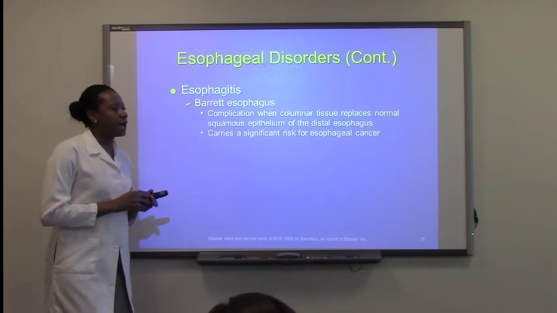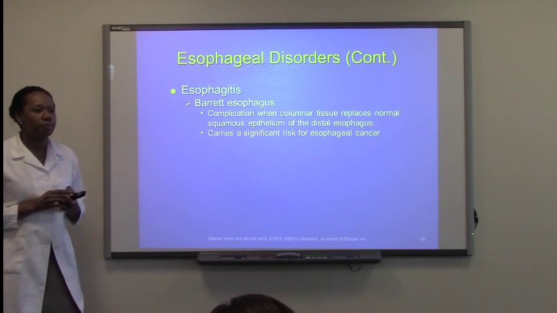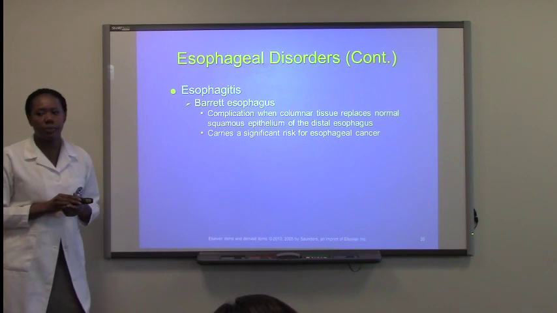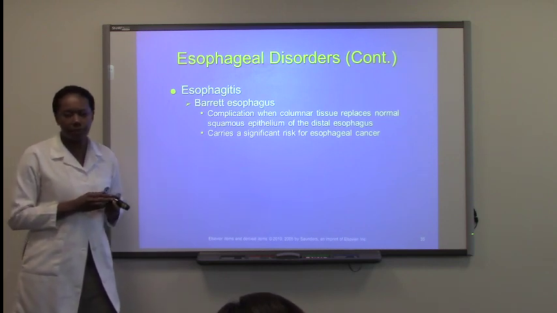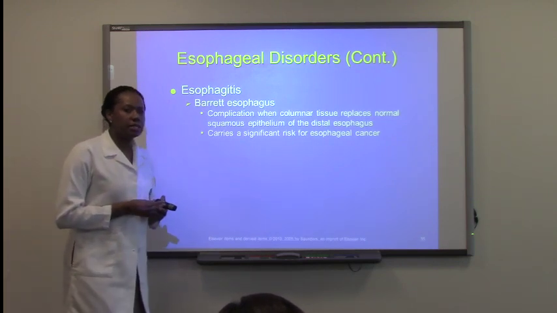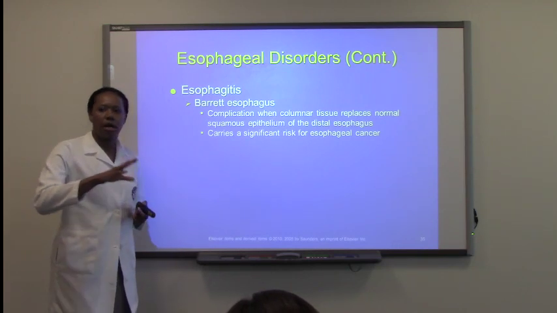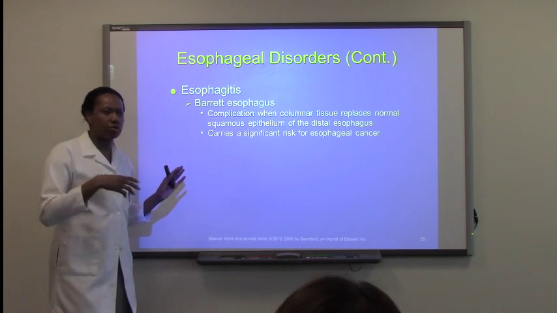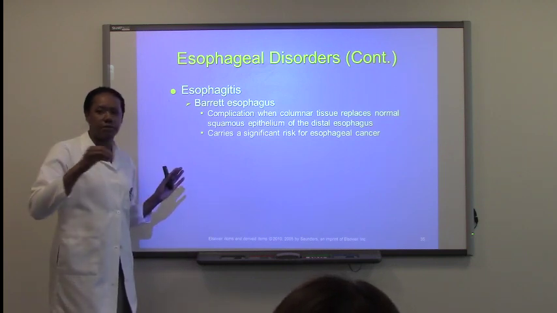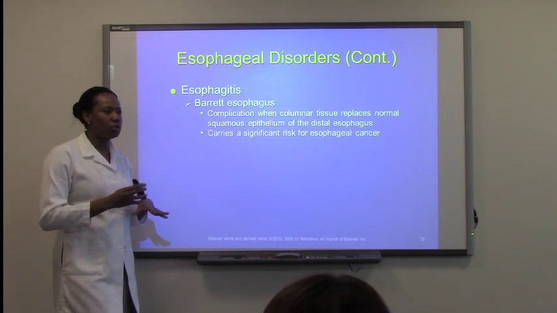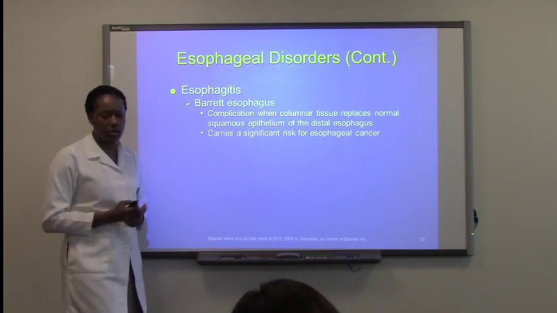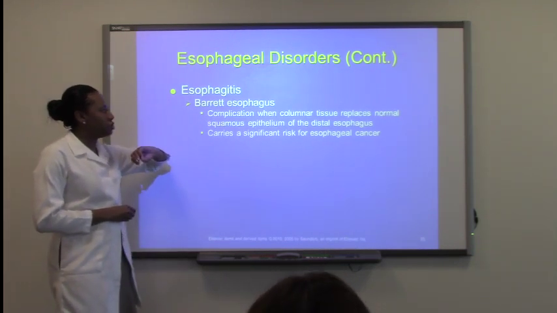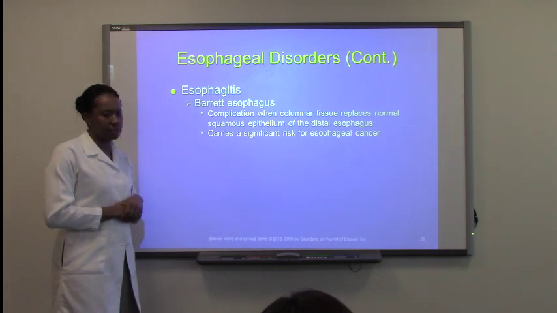Please write that the cellular adaptation here is what we call a metaplasia. So the cellular adaptation that occurs with Barrett's esophagus is a metaplasia. The reason why I'm telling you to write this down is because when we get to the final, I will have certain diseases, and a lot of these diseases, especially when we get into the respiratory tract too, have a lot of different cellular adaptations. Okay, so I want you to know which one's a metaplasia, which one's a dysplasia, and so forth. So what happens here is the complication when columnar tissue replaces normal squamous epithelium.